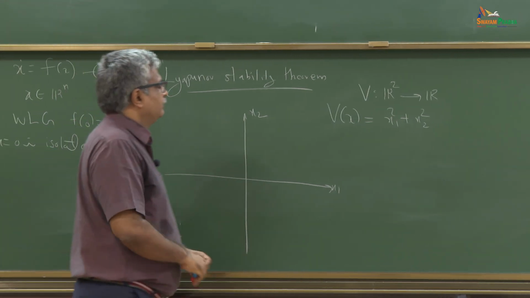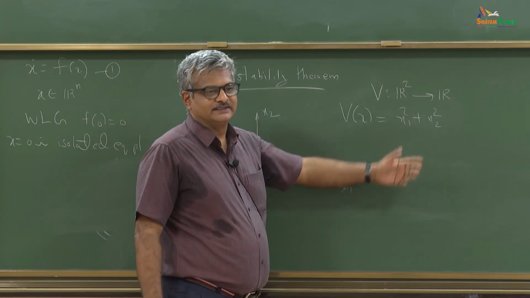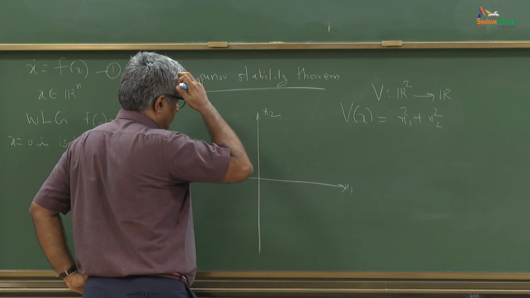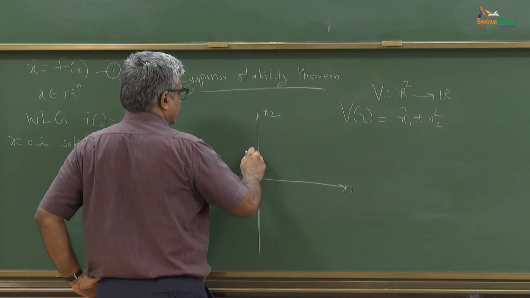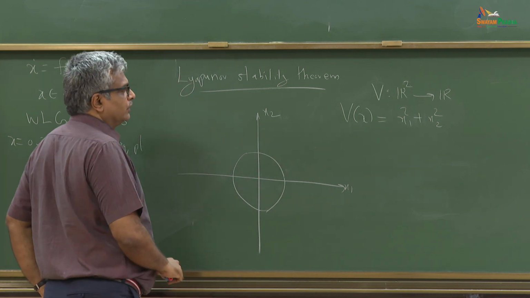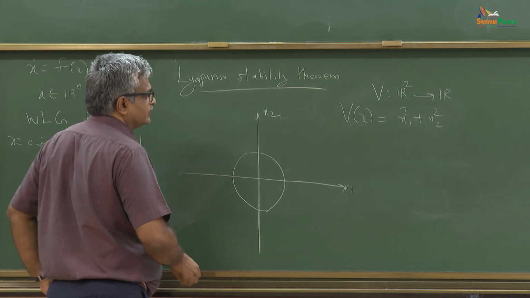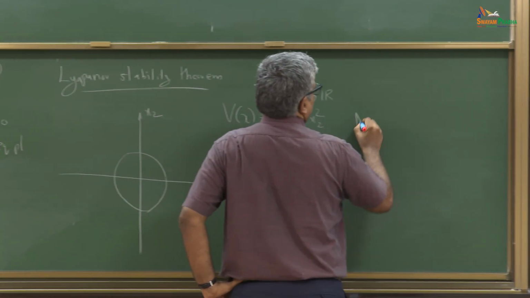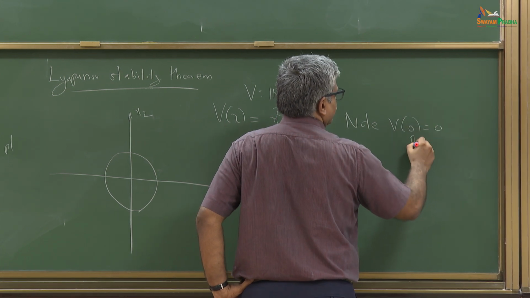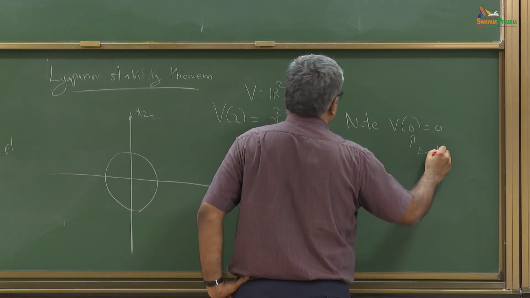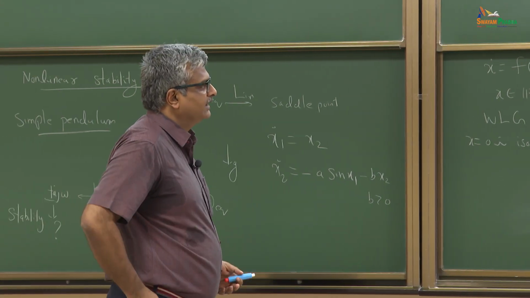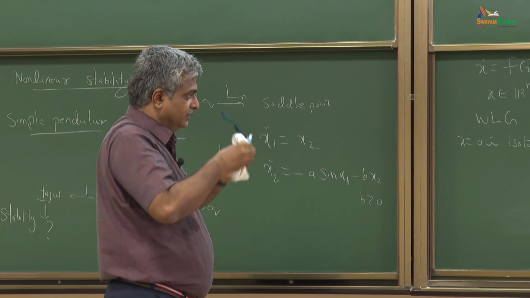So I can plot this function. I can plot the level sets of this for different real values. Of course at x1 equal to x2 equal to 0, V of 0 is 0. So you can note down, V of 0 is 0, which is our equilibrium point. Just keep track of the remarks also.